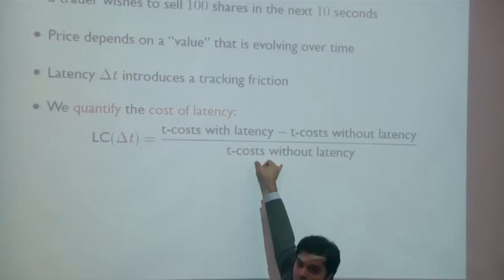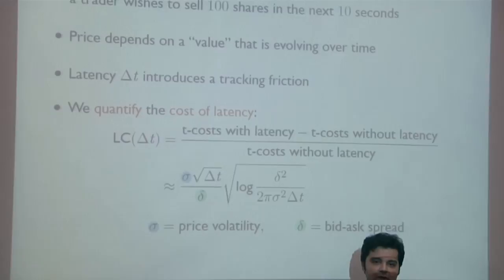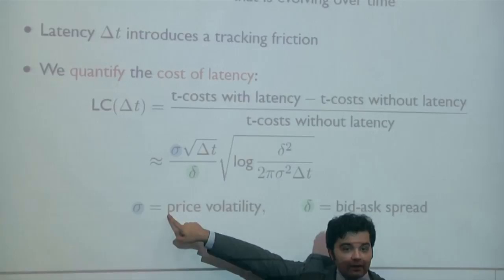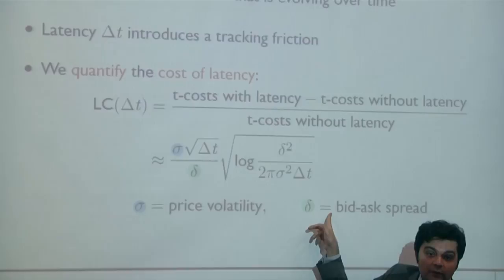And what we get is a very simple expression. The particular formula here isn't important. What is important is that it depends on commonly observed market parameters. It depends on the volatility of the stock. The more volatile the stock is, the more important latency is. And it depends on the bid-ask spread. The more liquid the stock is, the more important latency is.